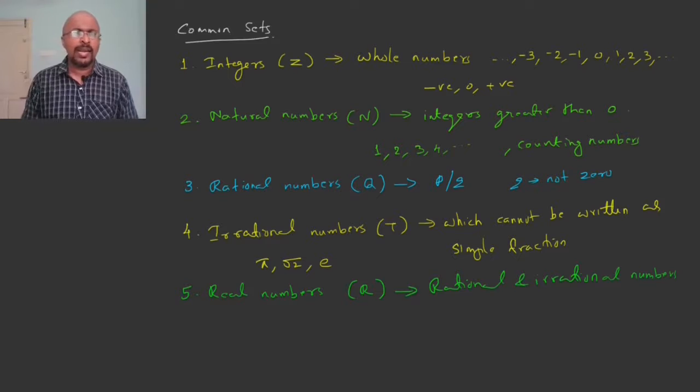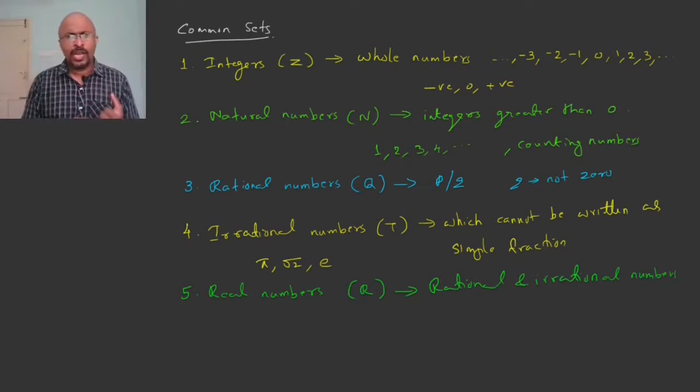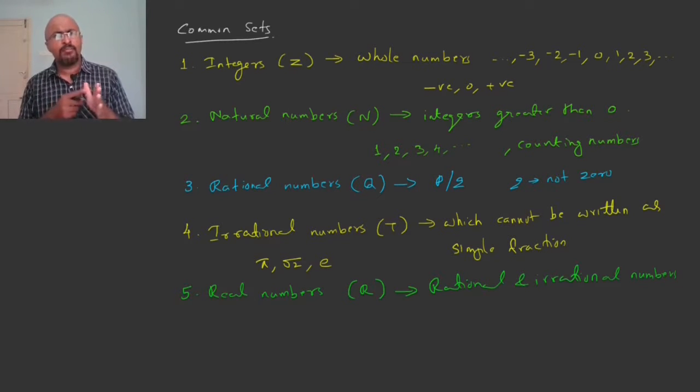So here we studied 5 common sets and their representations. They are integers, represented by Z, natural numbers represented by N, rational numbers represented by Q, irrational numbers represented by T, and real numbers represented by R.